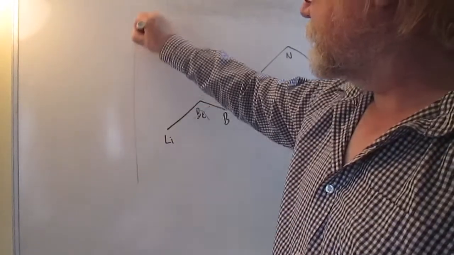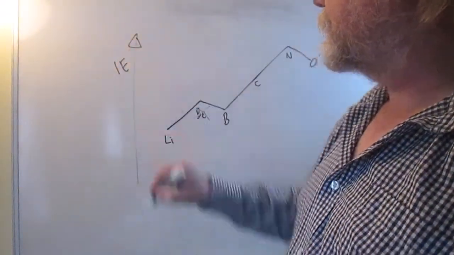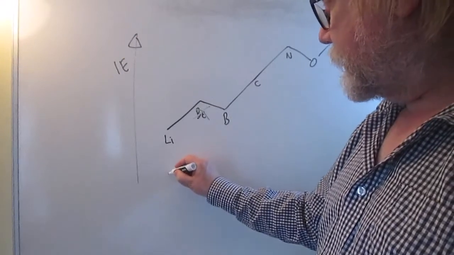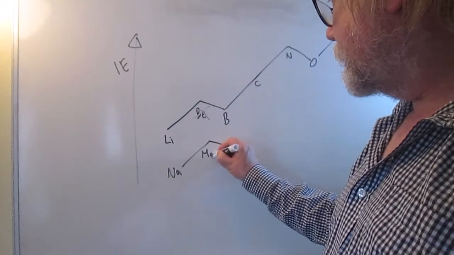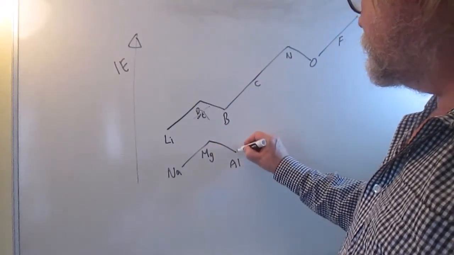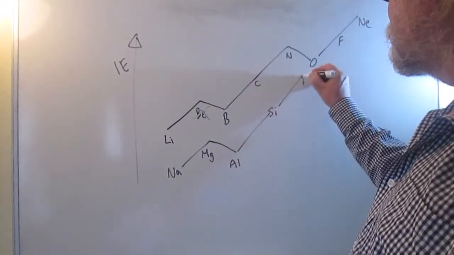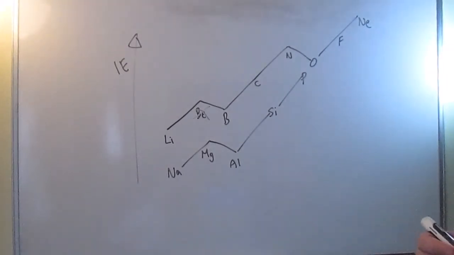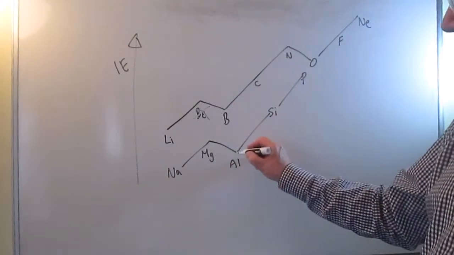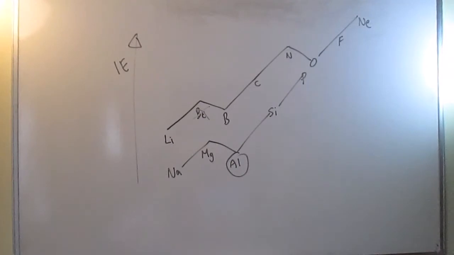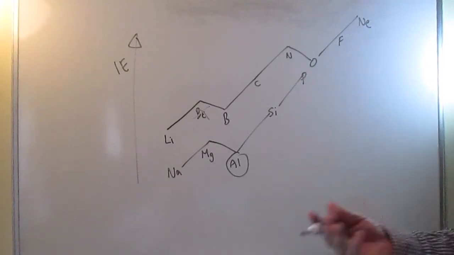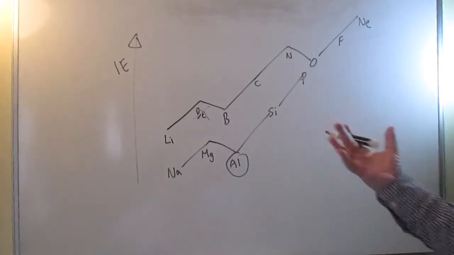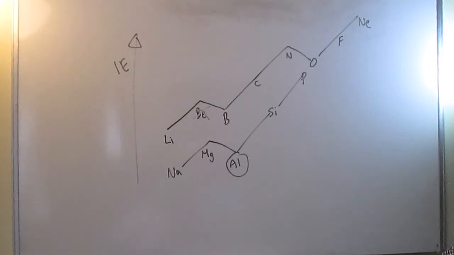So if this is, as we know, ionization energy going up here, we're going to have sodium and magnesium and aluminium, same trend as before, and then silicon and phosphorus. And so you can see that that one is the lowest, because it's lower than magnesium in period 3, and both of them are lower than the ones in period 2. So aluminium has the lowest ionization energy, so that's the answer for that one.